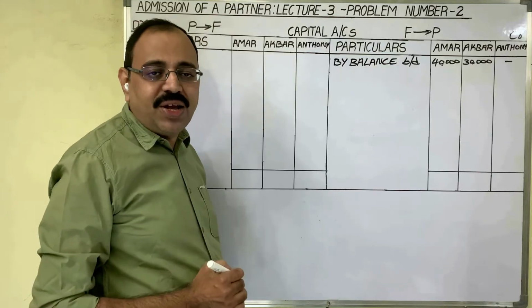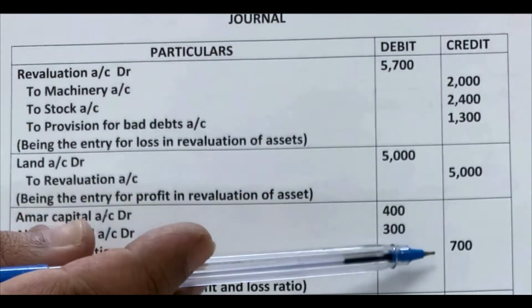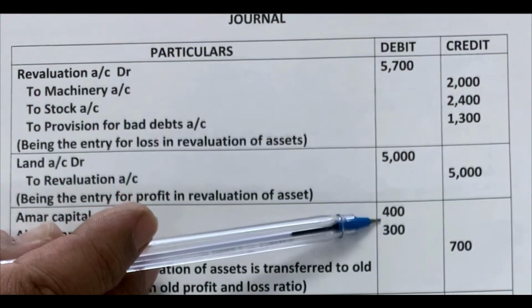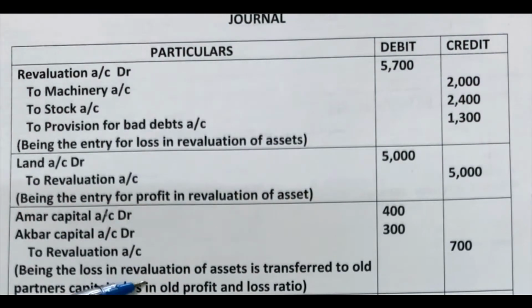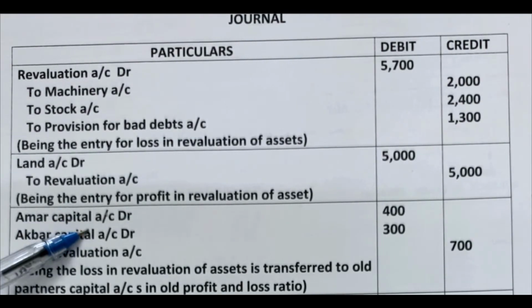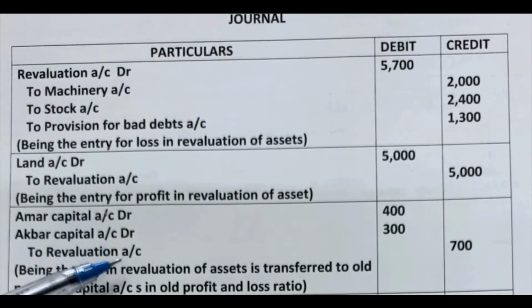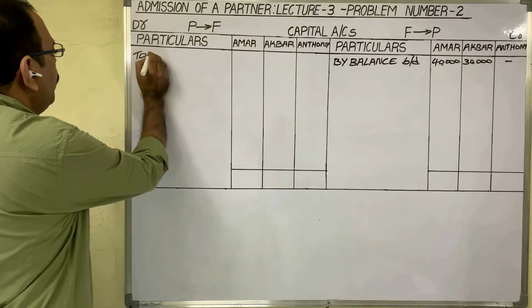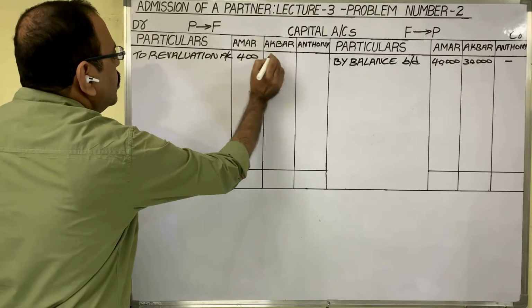Next come to the revaluation account. In revaluation of assets, there is a loss of 700 rupees. We transferred this loss to old partners' capital accounts in the old profit and loss ratio. Now we are preparing the capital accounts. In the journal entry, as capital accounts are debited, we have to post this entry on the debit side of the capital accounts. What to write in the particulars column? The other side, the credit side, we wrote revaluation account. Write that: to revaluation account, in Amar capital column 400 rupees, in Akbar capital column 300 rupees.